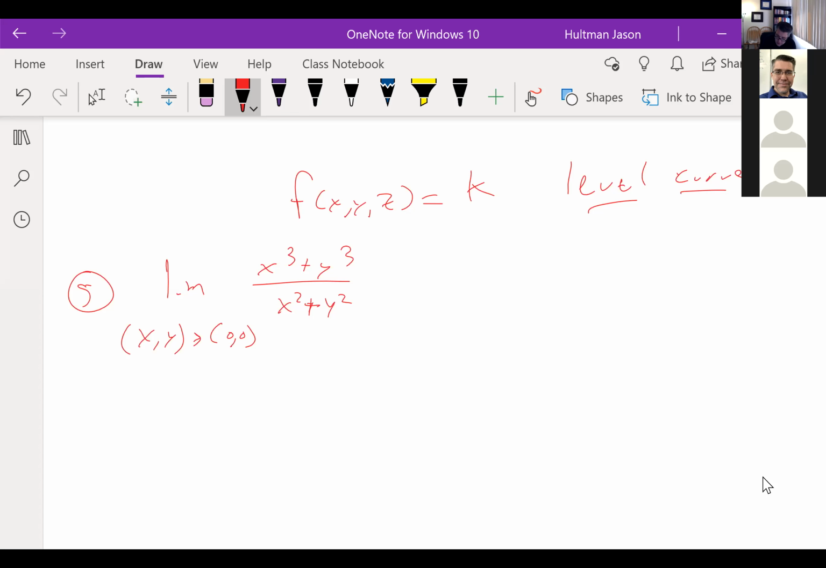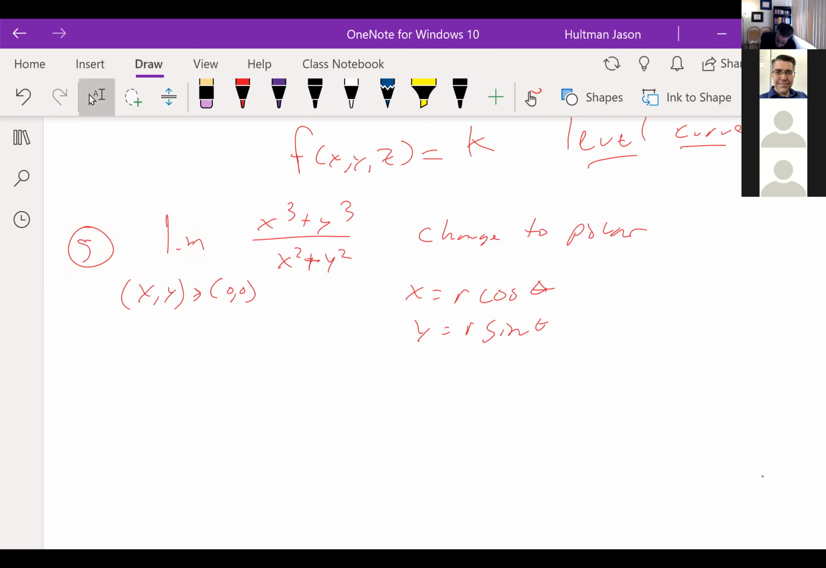Basically, it's a proof, right? We're proving what the limit of this thing is, and I think the only way to prove it is to use polar coordinates. Honestly. So let's change to polar, and we're going to say that x is equal to r cosine theta and y equals r sine theta.